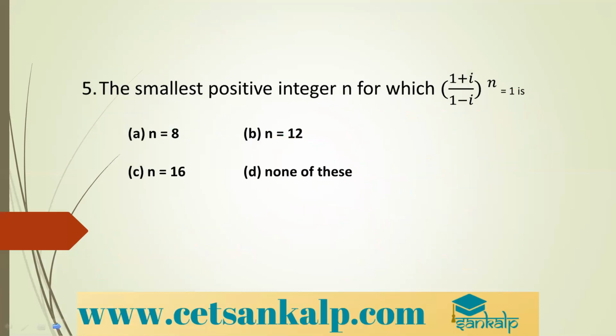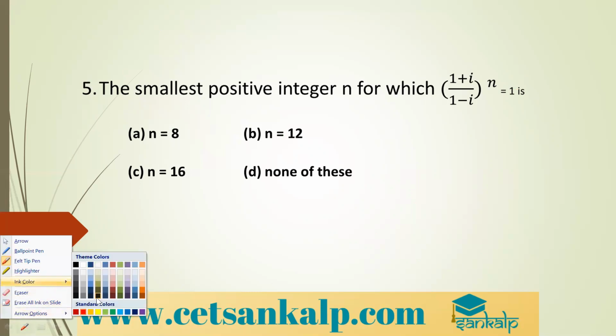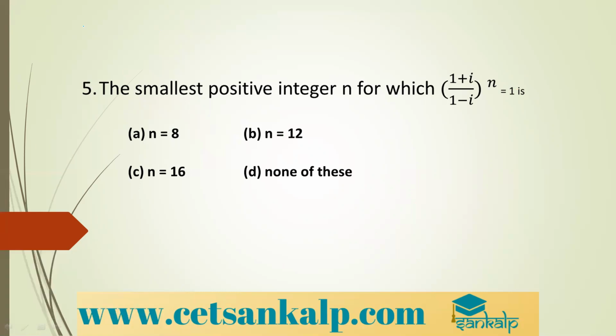So we can go to the fifth question. The smallest positive integer n for which (1 plus i by 1 minus i) whole power n, actually 1 plus i by 1 minus i together has whole power n. So here I will tell you one shortcut formula. You have to remember this because in most of the sums you will get this. Whenever you have 1 plus i by 1 minus i, you can take it as i. Remember, this is the shortcut formula.